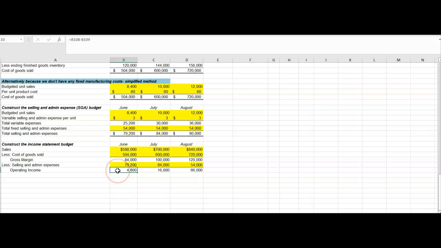If you think back to your break-even analysis you did in prior chapters, you can see that June is coming pretty close to our break-even. So if we sold much less than this, we'd have a negative profit. So that kind of ties it all together.